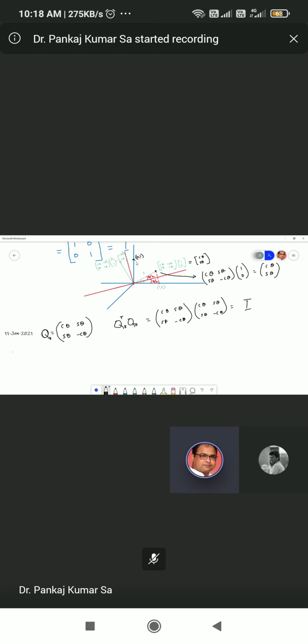But then what about (0, 1)? The rotation about the origin by an angle theta for the vector (0, 1) gives minus sin theta, cos theta. But what about the reflection? The reflection has to be something like, look at this particular red line.